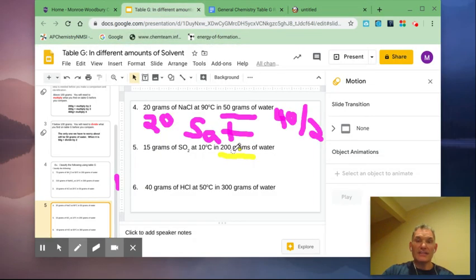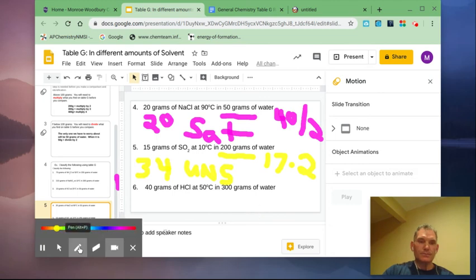So I said 200. So that's going to be 17 times 2. So 34 grams would make me saturated. I only have 15. Notice 15 is below 34. So this problem would be unsaturated. Okay? So in our last problem, let's see if we can use an orange red.